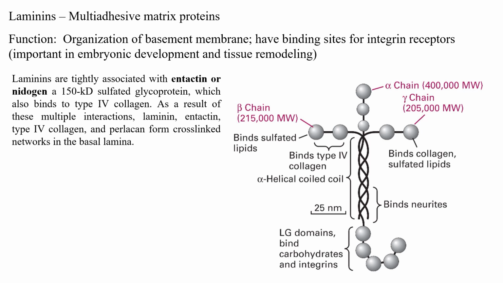As a result of these multiple interactions, laminin, entactin, type 4 collagen, and perlecan form cross-linked networks in the basal lamina. Laminins are extracellular matrix proteins that majorly consist of alpha, beta and gamma chains with molecular masses in the range of 140 to 400 kilodalton. Chain association occurs through a large triple alpha helical coiled coil domain towards the C terminus of each chain.